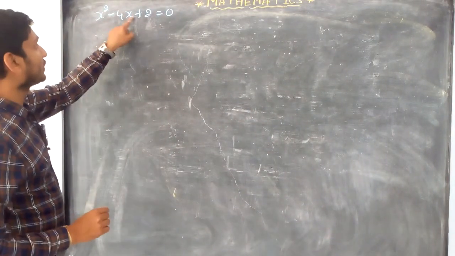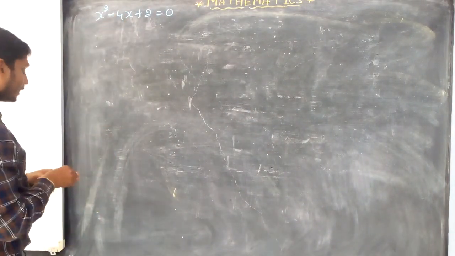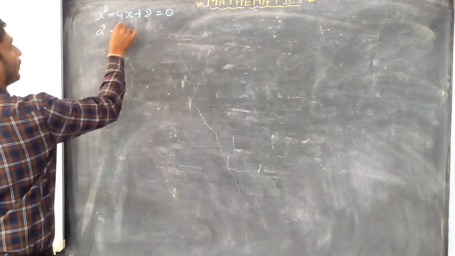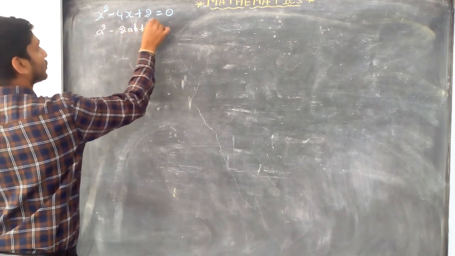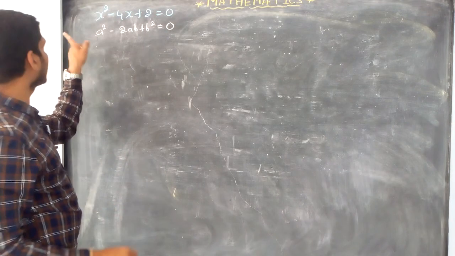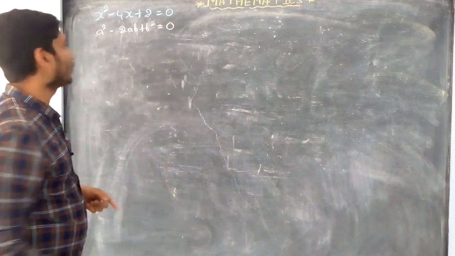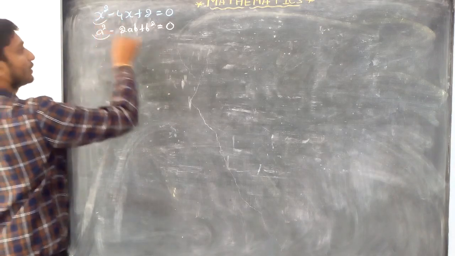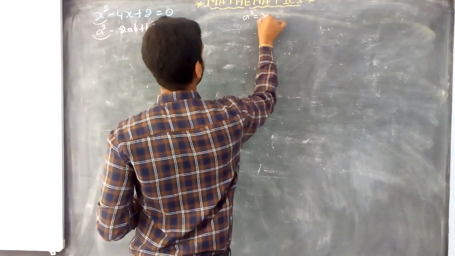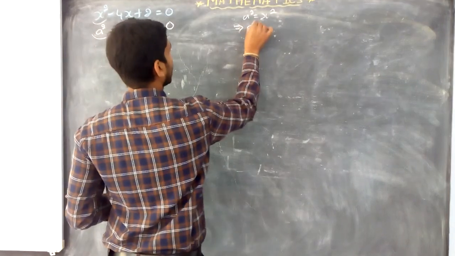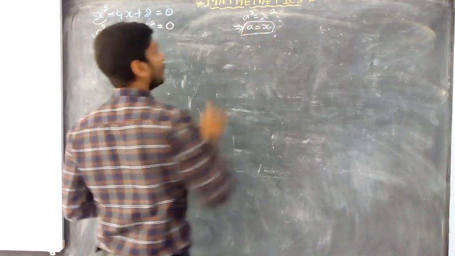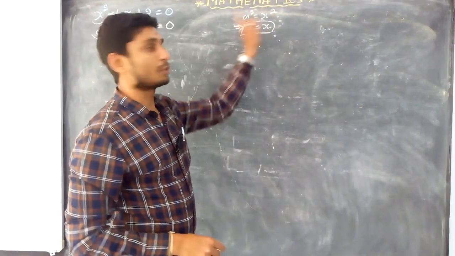Now the coefficient of x is minus. That's why you have to compare with a square minus 2ab plus b square equals 0. Now see, in the place of a square what is there? Yes, in the place of a square x square is there, which implies a is equal to x, because powers are same, bases must be same.